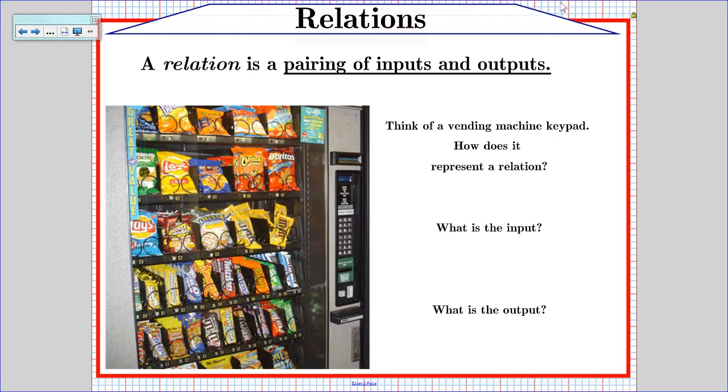So let's start by thinking about a vending machine and how it relates to relations and functions. A relation is a pairing of inputs and outputs. Think of the vending machine's keypad. How does it represent a relation? Well, the input, not the $1.25 you put in, are the keys you type in, the A6 or the C8. And the output is the machine dispensing the candy. Hopefully the right candy from the right slot.